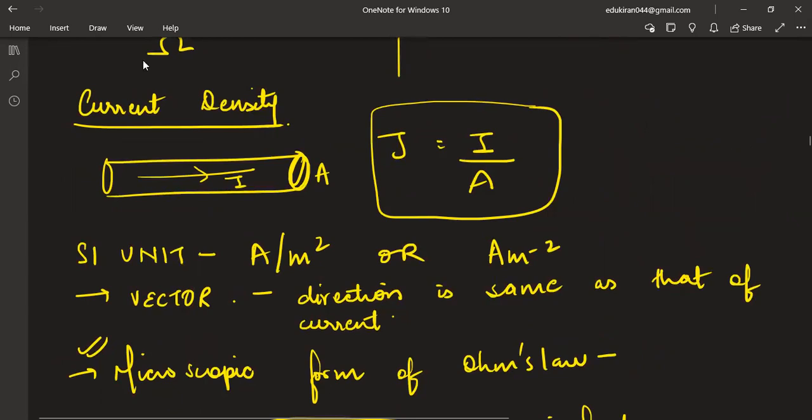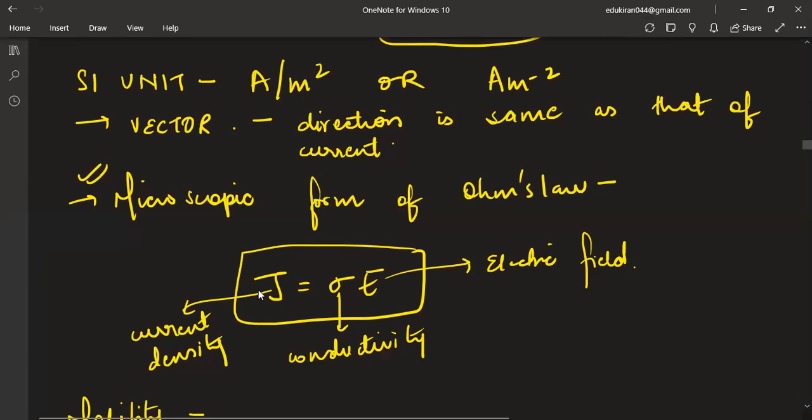Out of all these small little topics, current density is the most important topic for your calculations as well. And it has a separate formula also. Current density is simply current per unit area. And the microscopic form of Ohm's law is current density equals conductivity multiplied by electric field. If the microscopic form of Ohm's law is mentioned anywhere in your paper, use this formula.